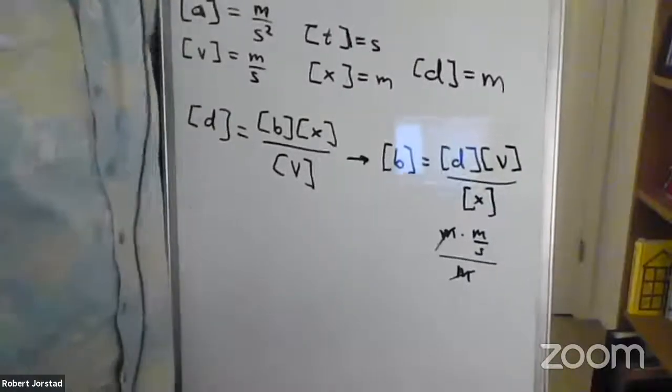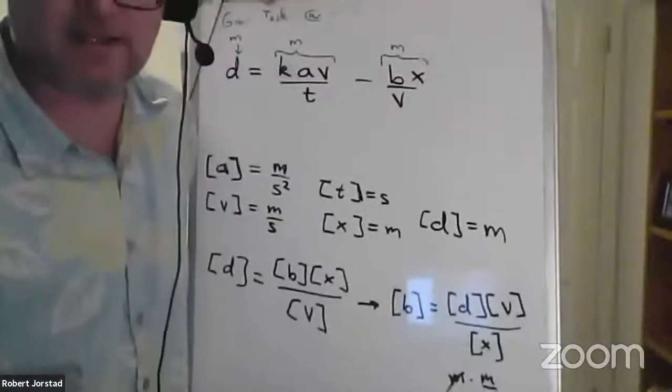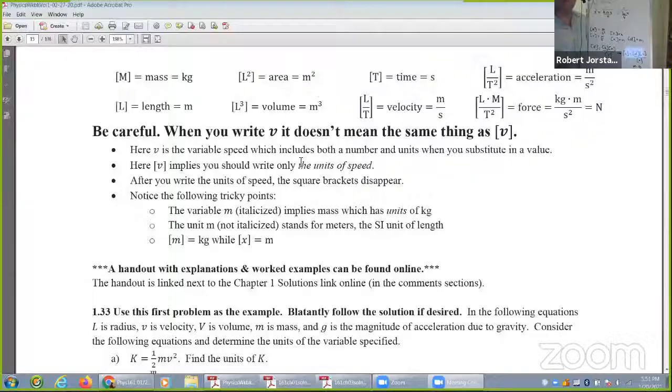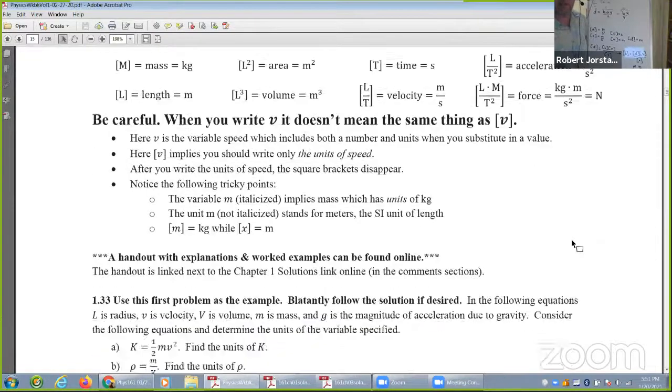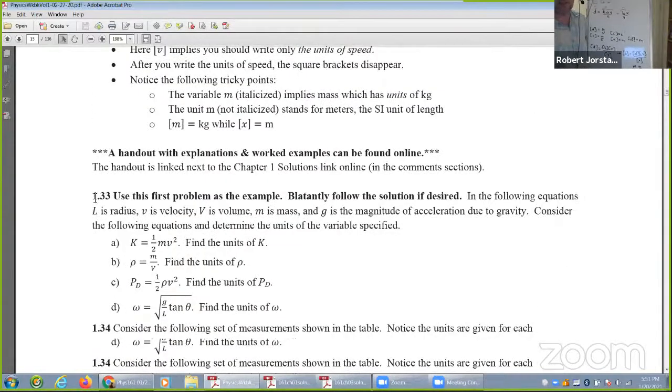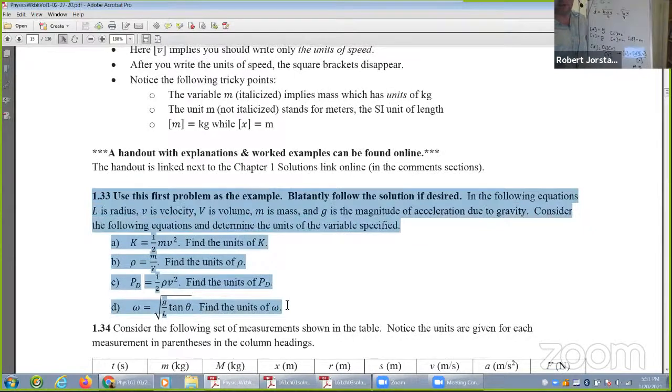Right on. Now, obviously me showing you this in one video clip does not get the job done. So let me show you where these problems are in the workbook. They start right around here, page 13. Look at this first one. I said, basically, don't try to do this on your own. Use the solutions for 1.33 and just follow along. That's your worked example.